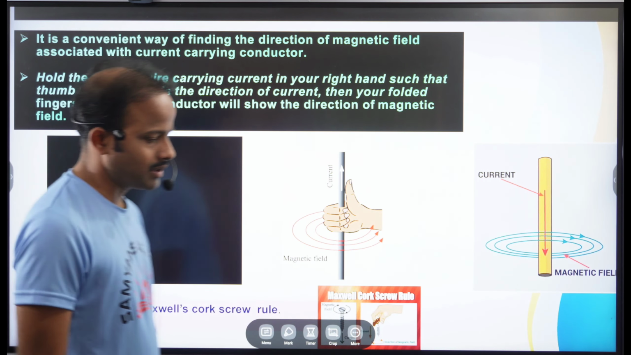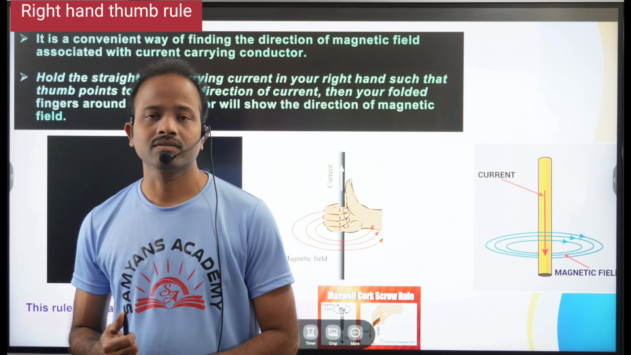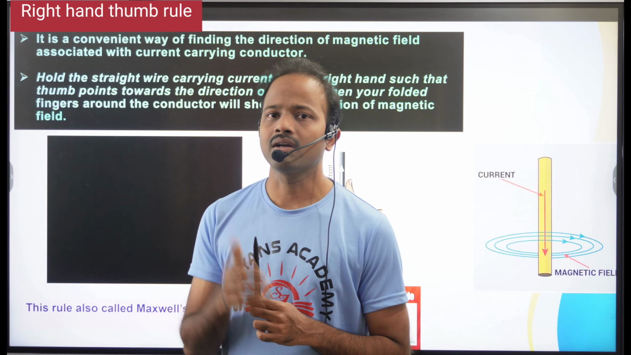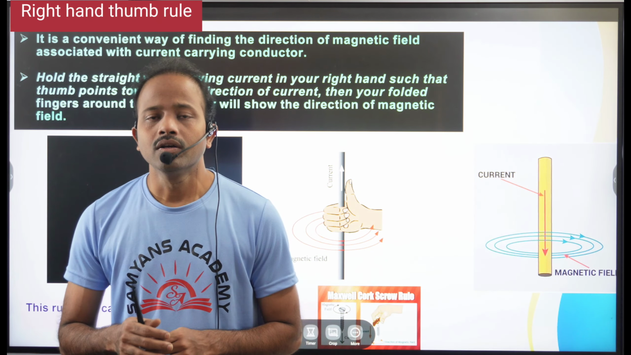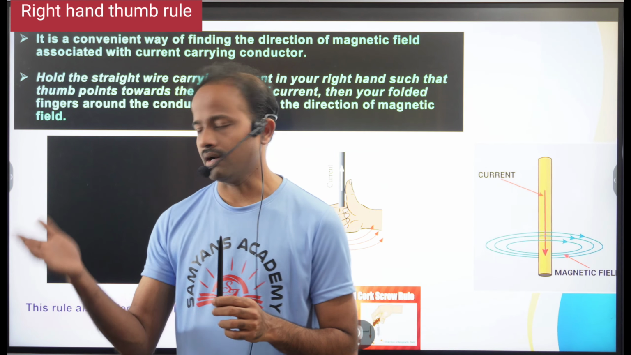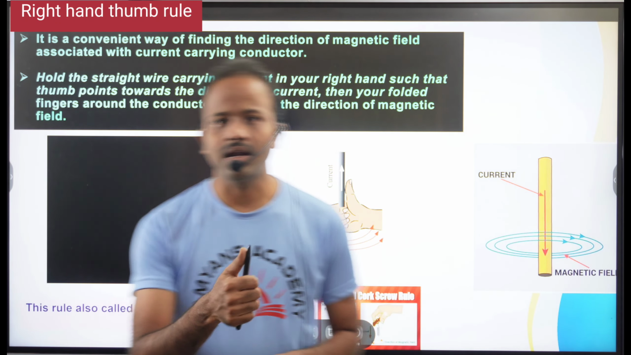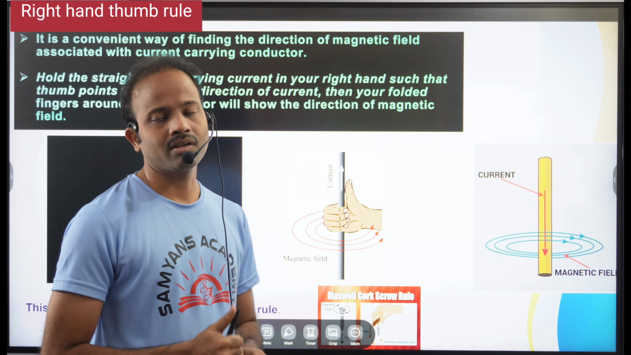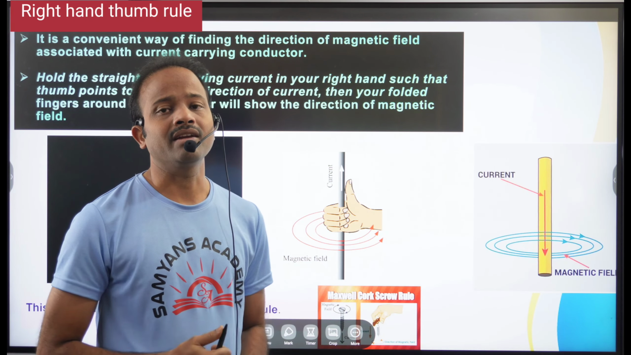Based on the direction of current, the magnetic field direction also varies. Then how do you know the direction of the magnetic field based on the direction of current in the conductor? Suppose you take a straight current carrying conductor, then hold your right hand. This is what we call the right hand thumb rule. Just place the right hand like this. The thumb indicates the direction of the current. The curling fingers indicate the direction of the magnetic field lines.